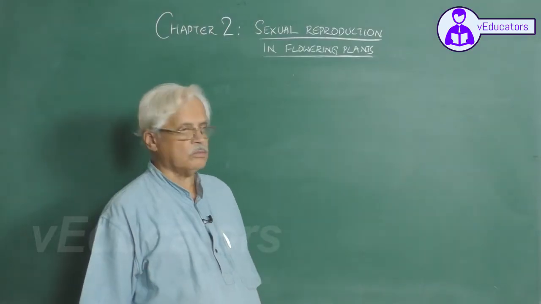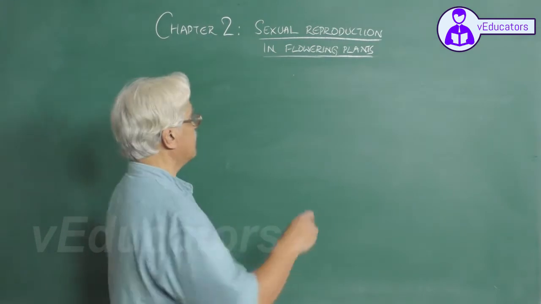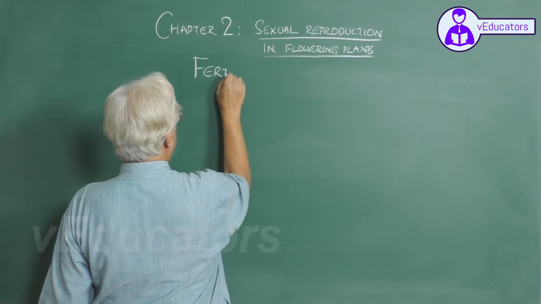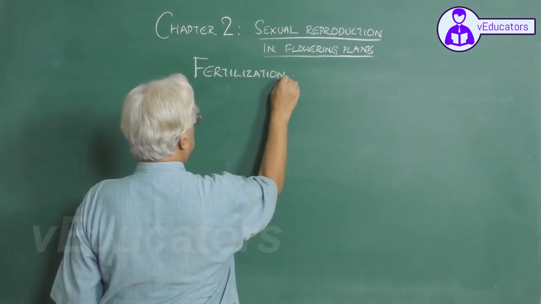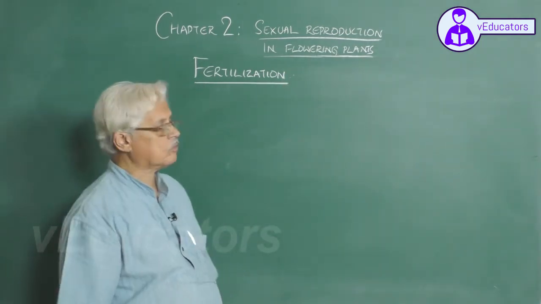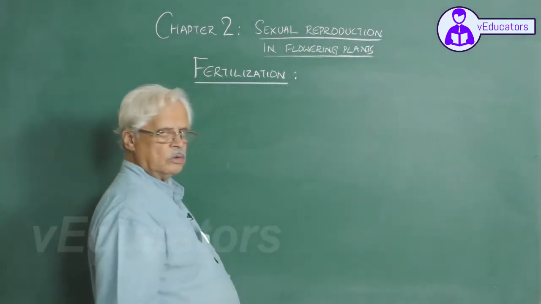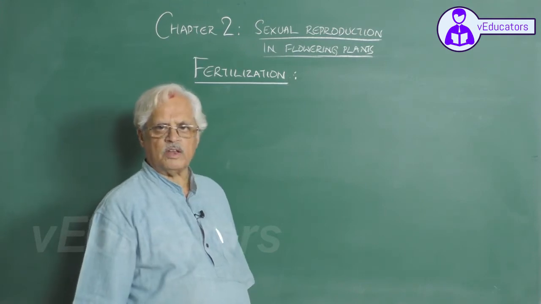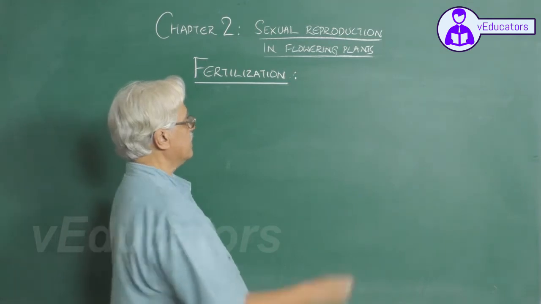So far we have studied about pollination. Now let us move on to fertilization. Pollination is immediately followed by fertilization, and this fertilization involves fusion of the male pronucleus present in the pollen grain with the female pronucleus present in the egg cell.